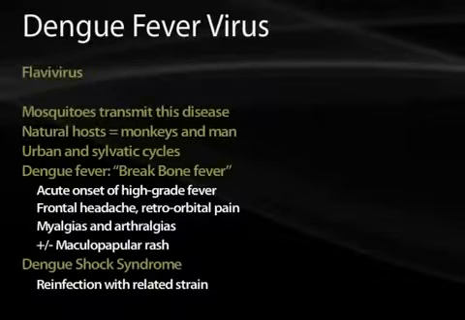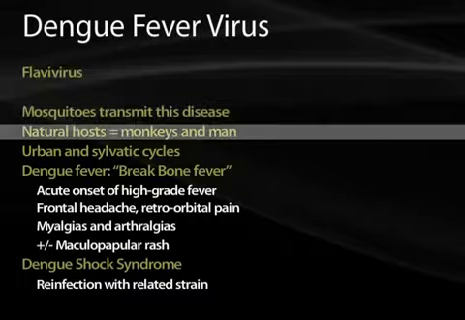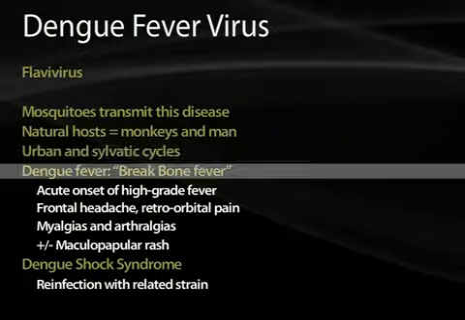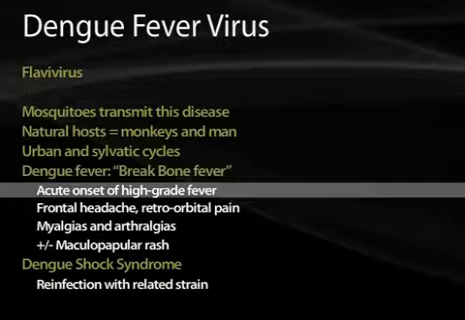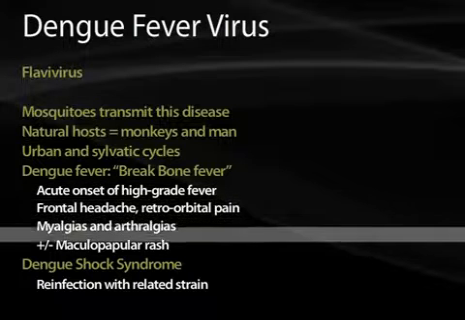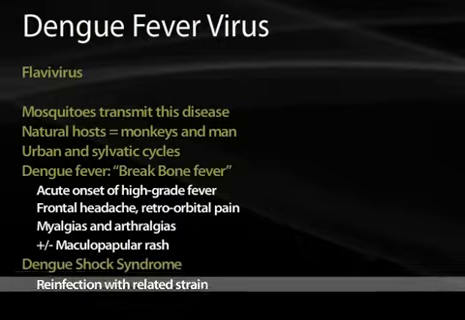Dengue virus is a flavivirus. Mosquitoes transmit this to us, and the natural hosts are monkeys and man. Again, we have an urban and sylvatic cycle. Dengue fever is also known as breakbone fever. You get the acute onset of a high-grade fever, a frontal headache with retroorbital pain, myalgias and arthralgias, and a maculopapular rash. Dengue shock syndrome happens when you get reinfection with a related strain.